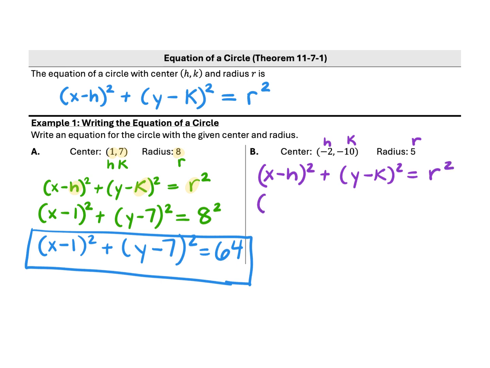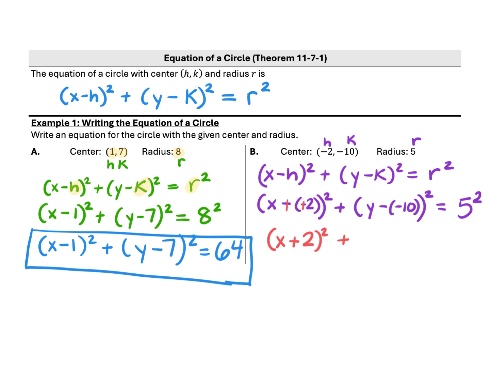we can say, well, that's (x minus negative 2) quantity squared plus (y minus negative 10) quantity squared equals 5 squared. And the minus will change to a plus. Minus a negative 2 is the same as add a positive 2, making it (x plus 2) quantity squared plus (y plus 10) quantity squared equals 25.